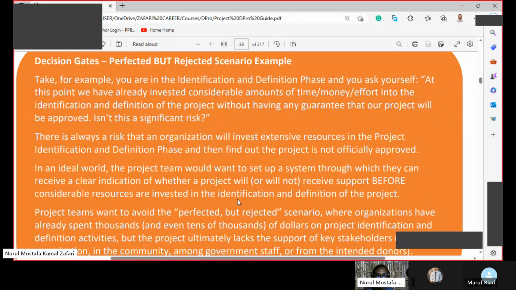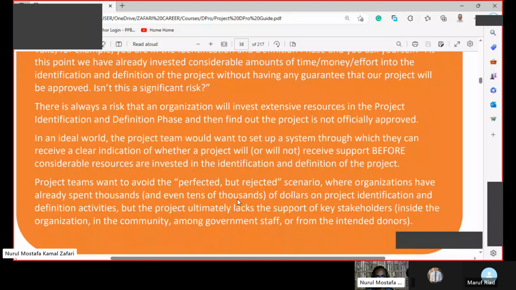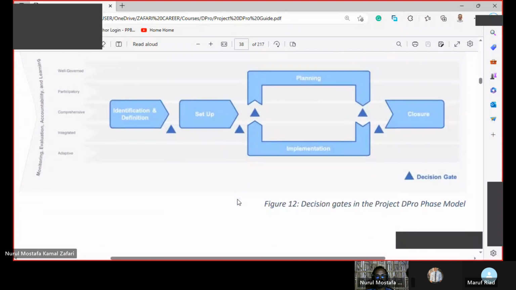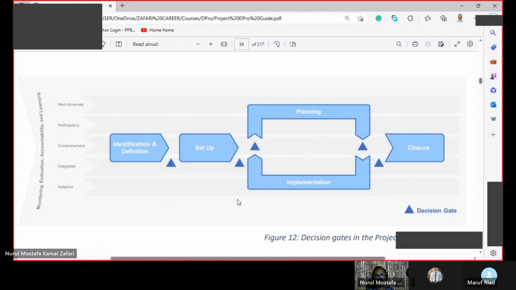Project teams want to avoid the perfected but rejected scenario, where organizations have already spent thousands or even tens of thousands of dollars on project identification and definition activities, but the project ultimately lacks the support of key stakeholders inside the organization, in the community, and among government staff, or from the intended donors. Let's discuss in short about the decision gate.